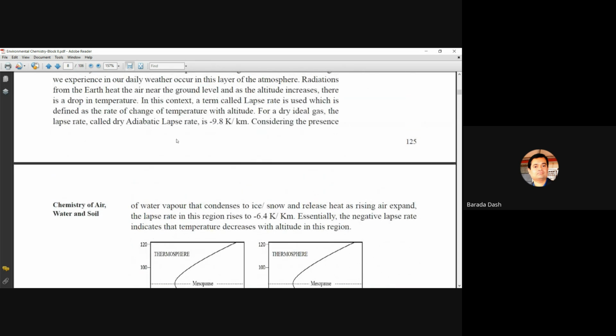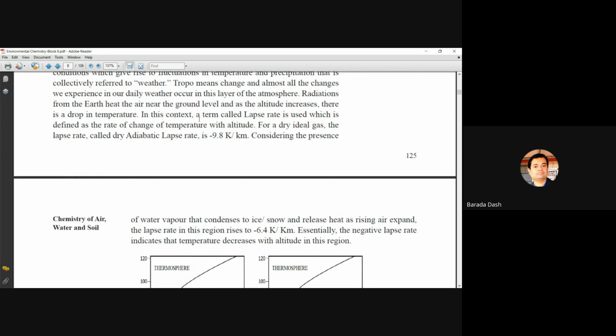Another thing is the lapse rate. What is lapse rate? The term lapse rate is defined as the rate of change of temperature with altitude. As we go up in the troposphere, the temperature gradually changes with altitude. Altitude means height. Am I audible to all of you? Yes, sir. So that is called the lapse rate: the rate of change of temperature with altitude.